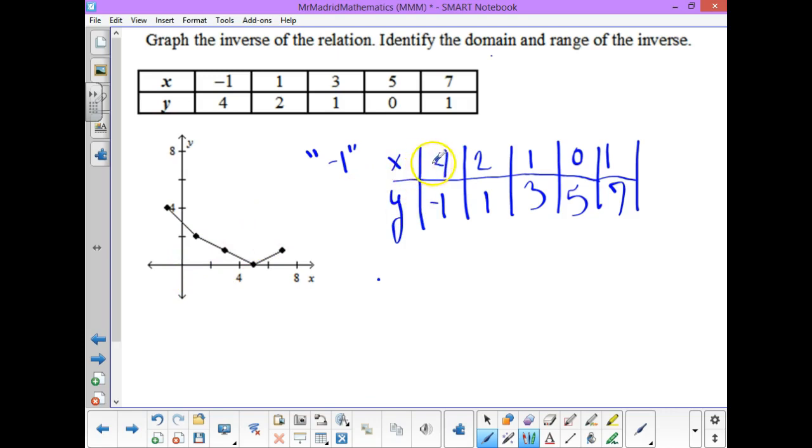So I got 4, -1. I've got 2, 1. I've got 1, 3. I've got 0, 5. And I've got 1, 7.